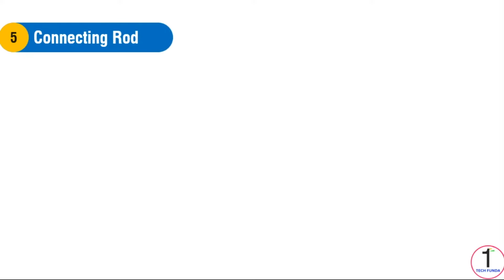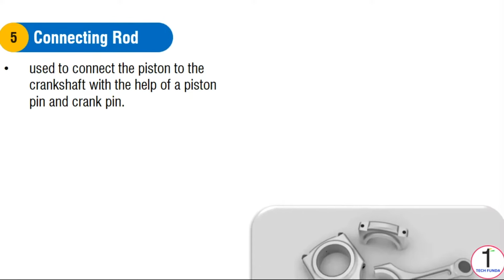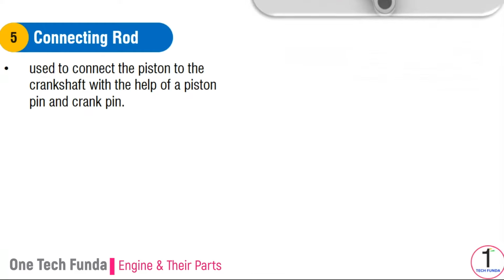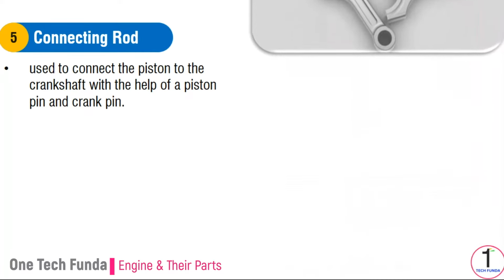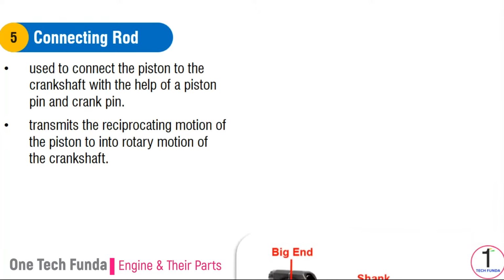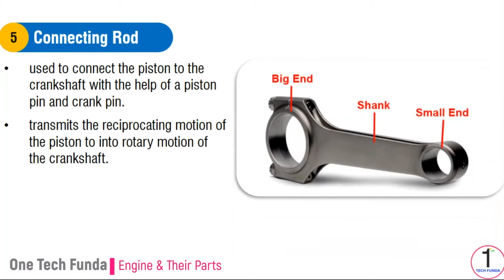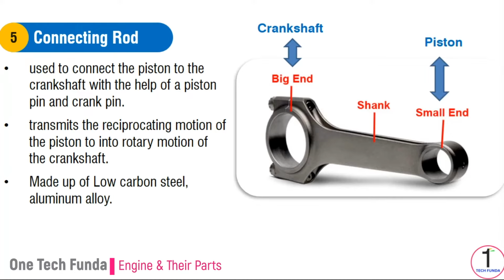Number 5. Connecting rod. A connecting rod is used to connect the piston to the crankshaft with the help of a piston pin and crank pin. The connecting rod transmits the reciprocating motion of the piston into rotary motion of the crankshaft, so it works as a lever arm that transfers the motion from one end to another end. One end is called the big end, which is connected to the crankshaft, and the other end is called the small end, which is connected to the piston. The connecting rod is made of low-carbon steel. For a small engine, it is made of cast aluminum alloy by the manufacturing process of heat treatment and forging process.